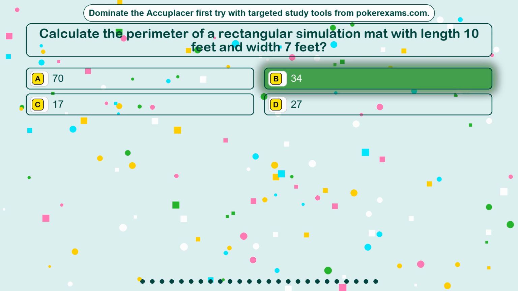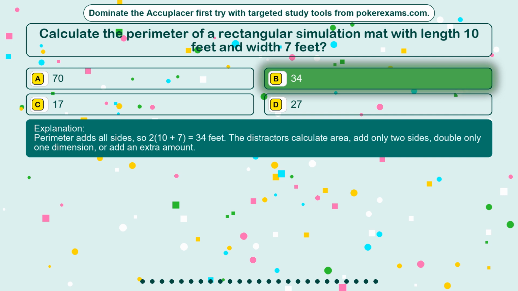The correct answer is option B, 34. Perimeter adds all sides, so 2 times (10 plus 7) equals 34 feet. The distractors calculate area, add only 2 sides, double only one dimension, or add an extra amount.